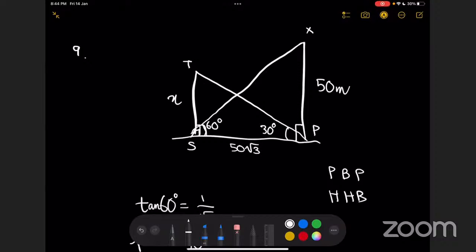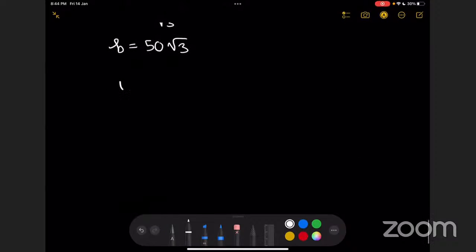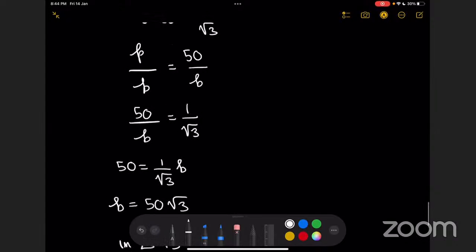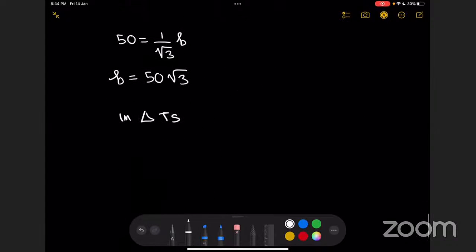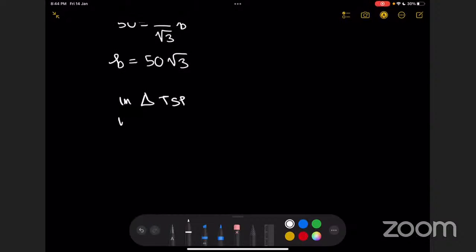Oh, you're muted if you're saying anything. Yeah, so the base is 50 root 3. And now we need to find out the height of the building, which is TS. And that is the perpendicular. And we know the base, so we can use the same formula, except it's tan 30 this time, in triangle TSP. We need to find TS.